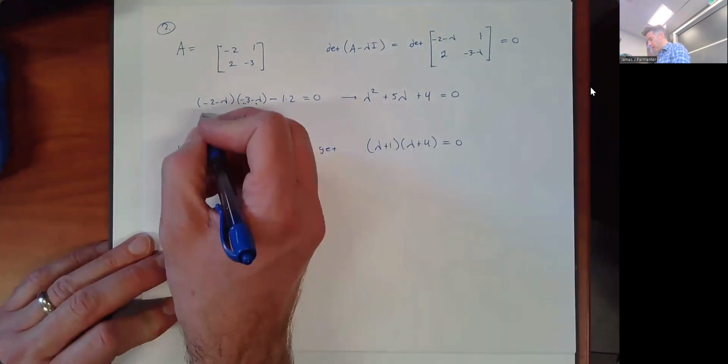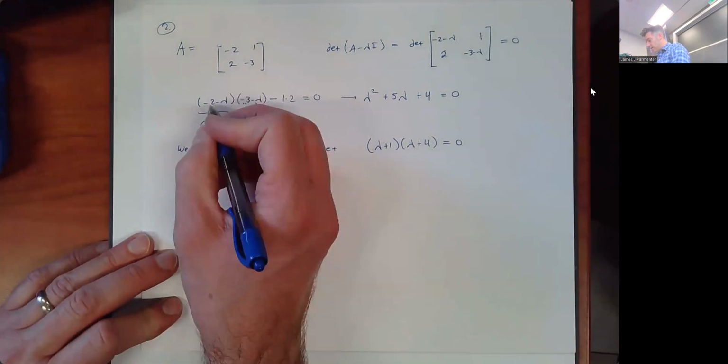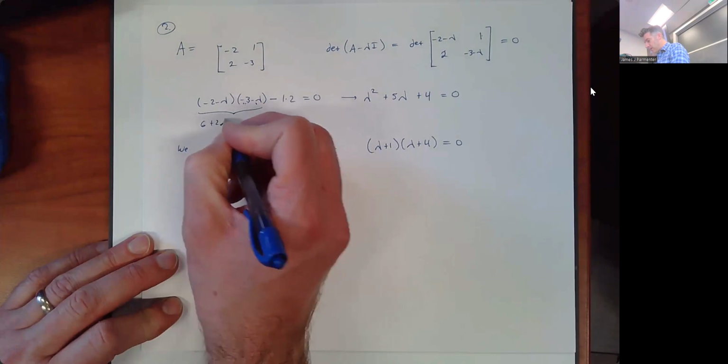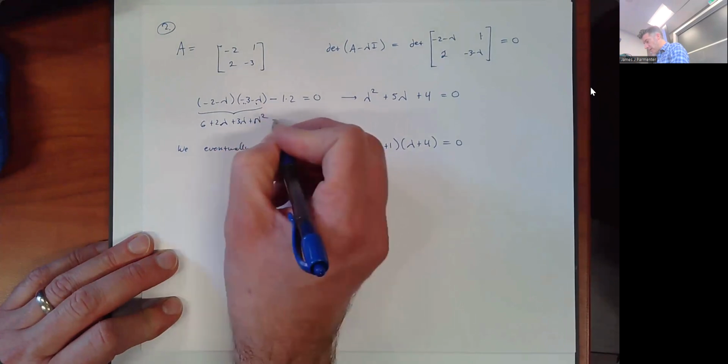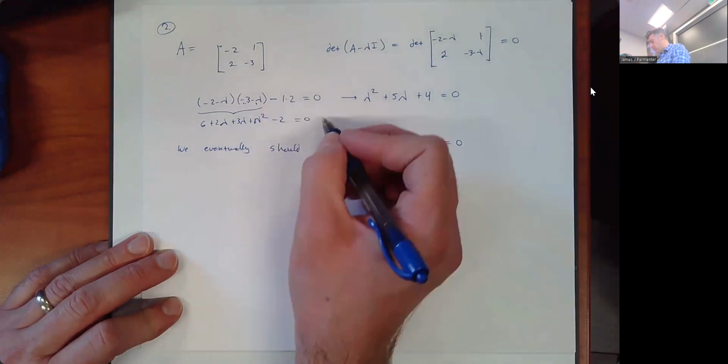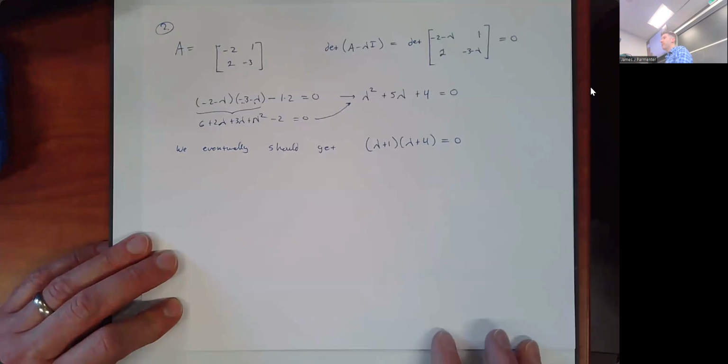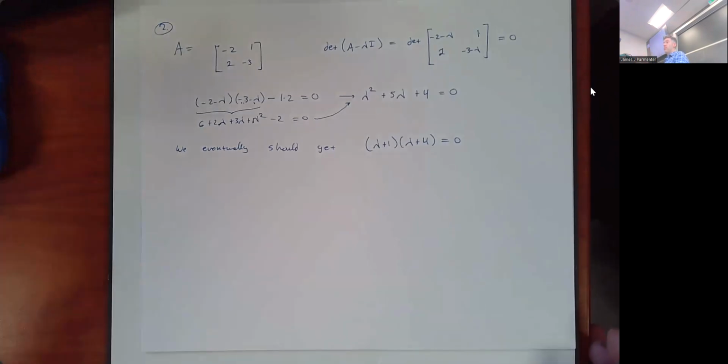But if we multiply this out the long way, it's going to be 6, plus 2 lambda, plus 3 lambda, plus lambda squared, minus 2, equal to 0. And then we're going to rewrite it like that, and then we hope it factors.